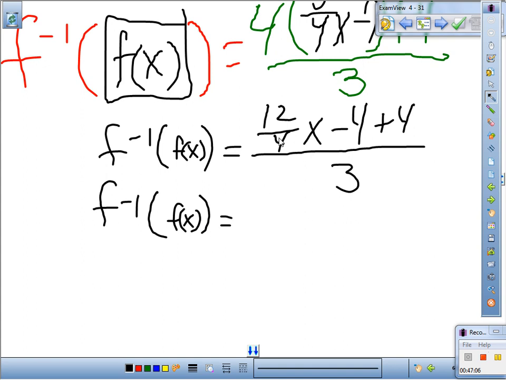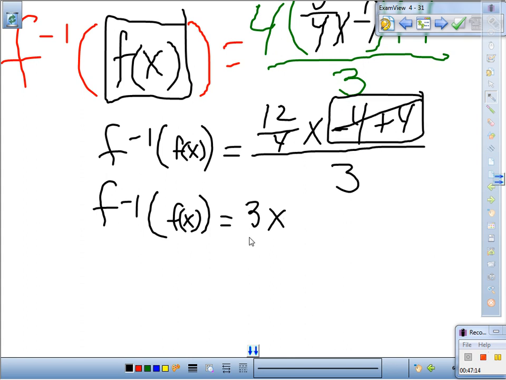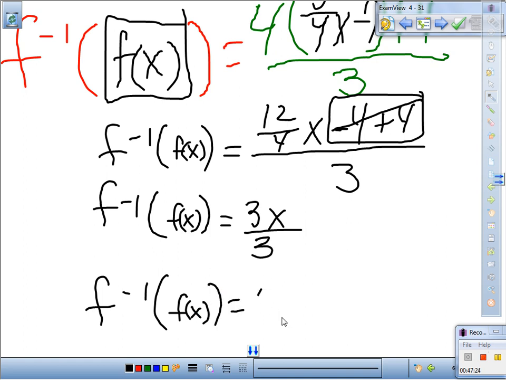What is 12 divided by 4? 3x. What is negative 4 plus 4? Cancel, and this over 3. F of negative 1, f of x is equal to x. Did we end up with x? Yes. And we're done, because this is 3 over 3, which is 1. Hands, have you got that? Yes.